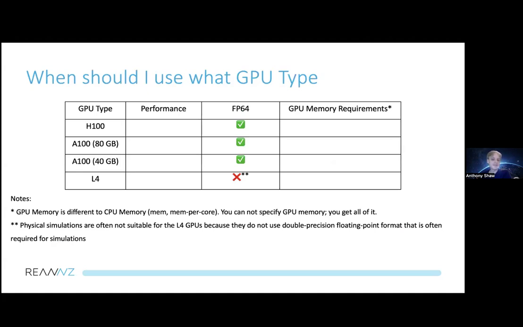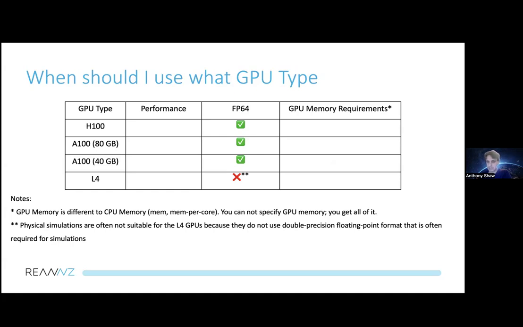But how do you decide which of these GPUs you should be using? There are 3 major factors you want to consider when deciding which GPU your work should be running on. The first of these factors is whether your code requires double precision floating point format, or FP64. Of Mahawika's GPUs, only the L4s do not have FP64.